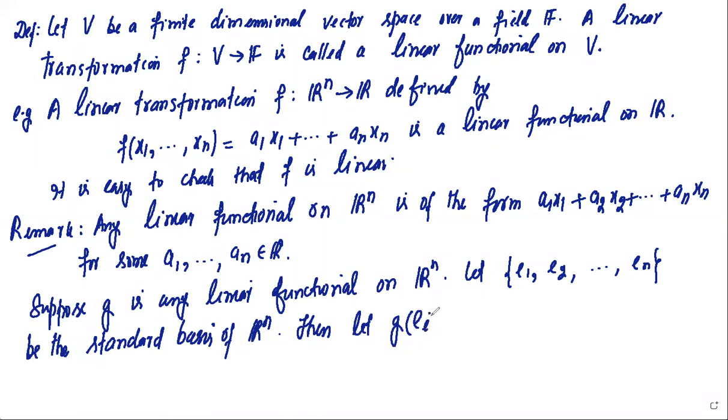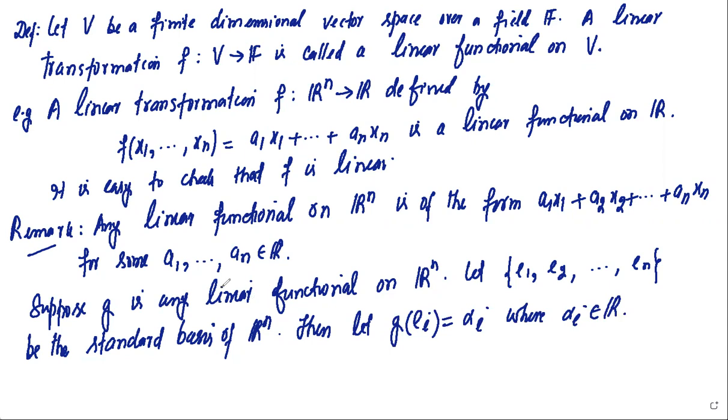So then let g of ei be equal to alpha i. Because g is a linear functional on Rn, that means g is a linear transformation from Rn into R. Therefore, when any base vector ei is evaluated under this linear functional g, then g of ei will be some real number in R. So let's call that real number associated to ei under g to be alpha i, where alpha i is some real number.